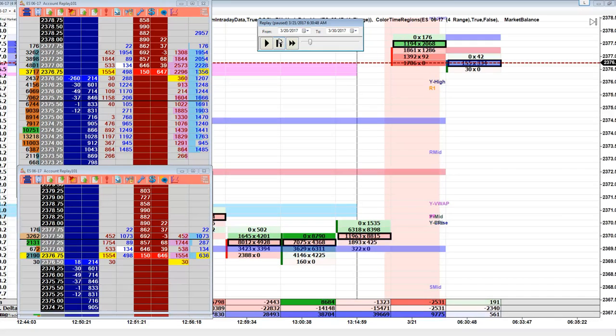So there's the second bar, okay? And this is essentially how it works. The delta on the first bar, the net delta, was minus 2531. The cumulative delta, of course, is the same. It's the first bar of the day.